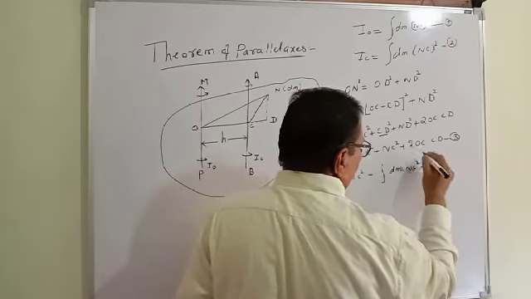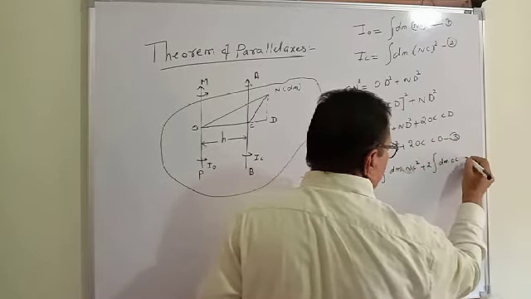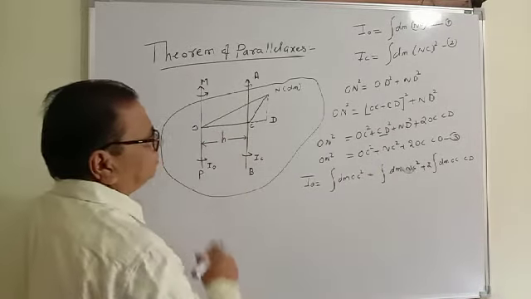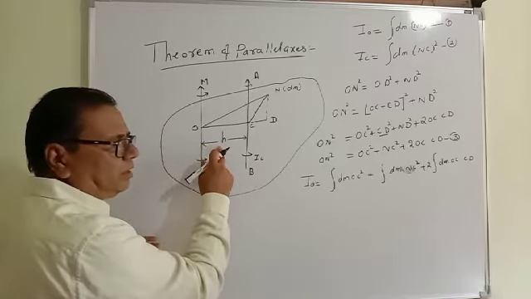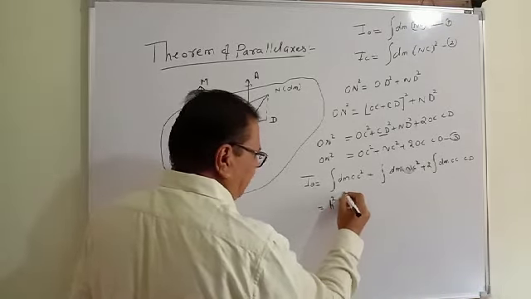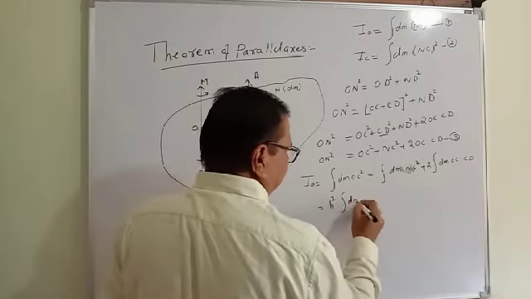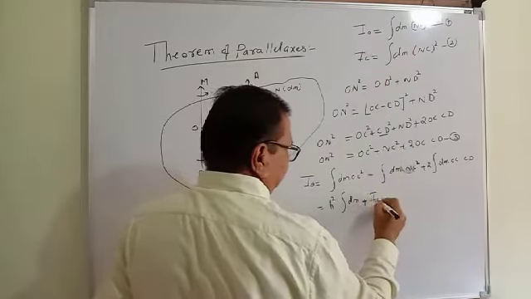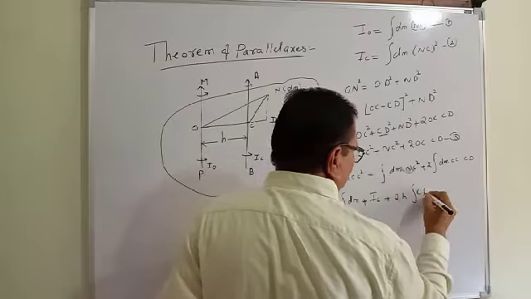Plus integration of, we will take the 2 DM OC CD outside. From the figure, OC is equal to H, and OC square is H square. H is constant, the distance between the axes is constant. Take it outside: integration of DM plus H square DM is IC plus twice of OC, which is H, integration of CD DM.